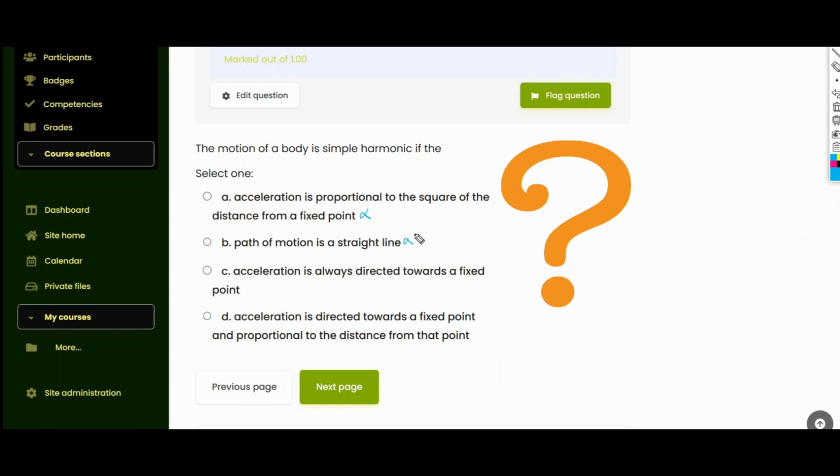Okay, this is correct. And the acceleration is directed towards a fixed point and proportional to the distance from that point. So we have these two answers correct, but we'll be going with this one since it has more complete information than the other, because we know acceleration is proportional to the displacement from the point of equilibrium, and we also know that acceleration is directed towards the fixed point. So since this has more information, we'll be going with this. So D.